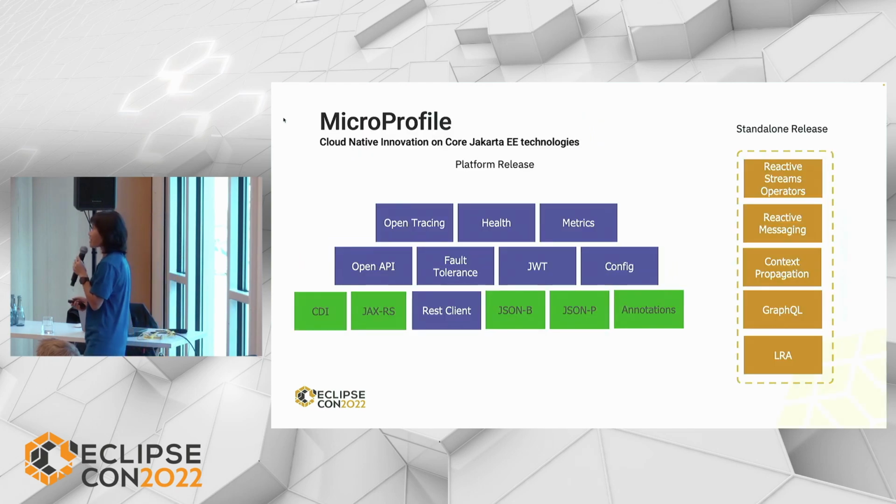So this is the current status of MicroProfile. As you know, MicroProfile has 2 types of releases. One is the platform, the other one is the standalone. So when we say the version of MicroProfile, we mean the platform release, and the standalone specs can release on their own. They don't need to sync up with the platform release. In today's session, we will spend a lot more time talking about MicroProfile 6, which is focused on this platform release.